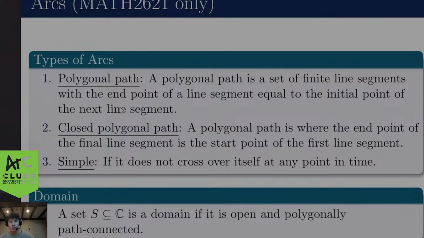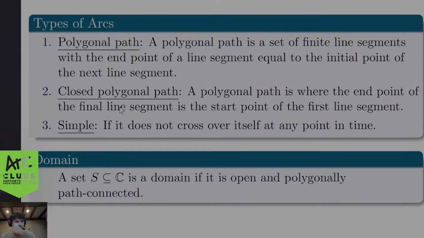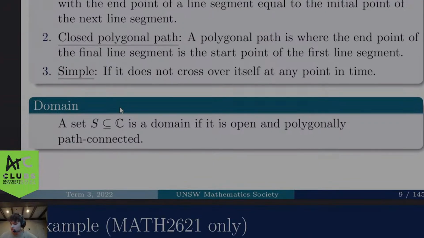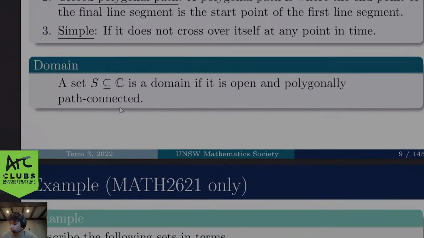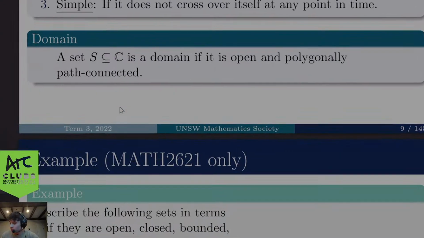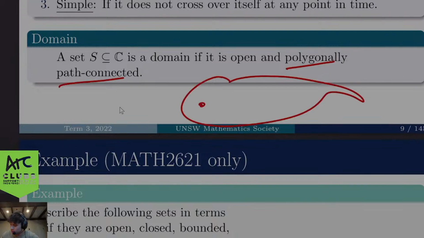Let's keep going. All right, so the next thing we're looking at is a domain. A set is a domain if it is open and polygonally path connected. Polygonally path connected essentially means we can take 2 points within our set and connect them using some polygonal path, right?